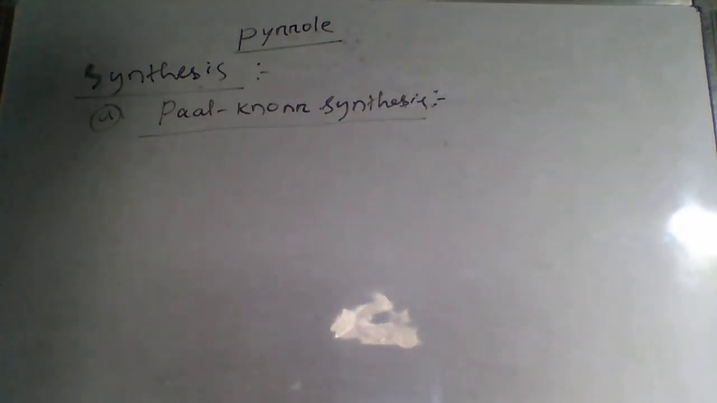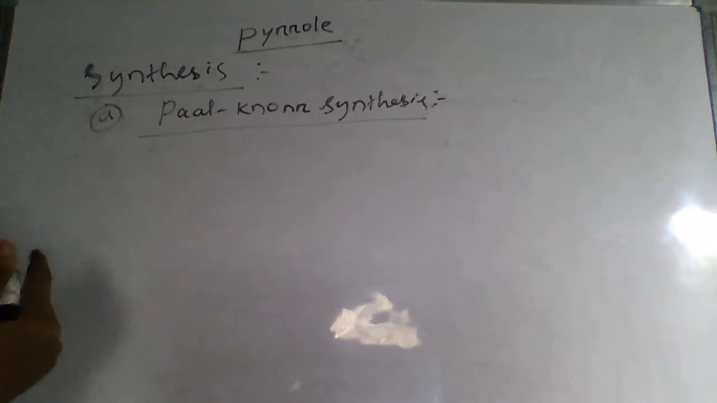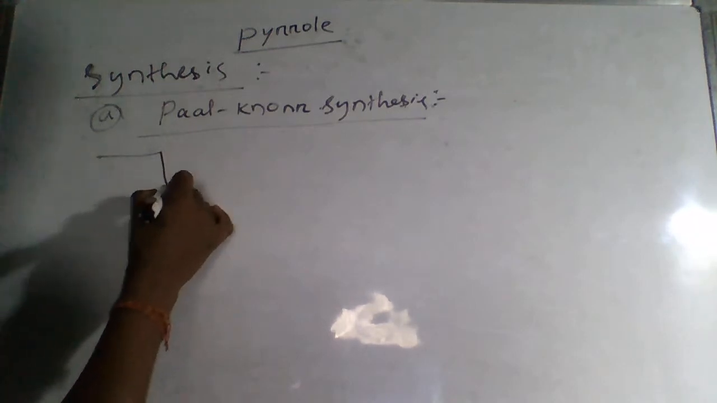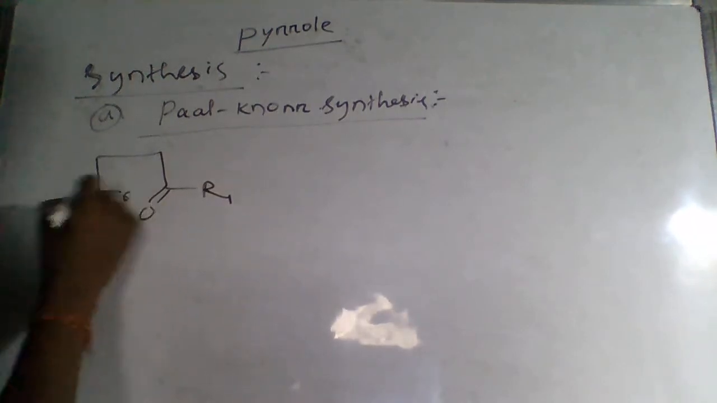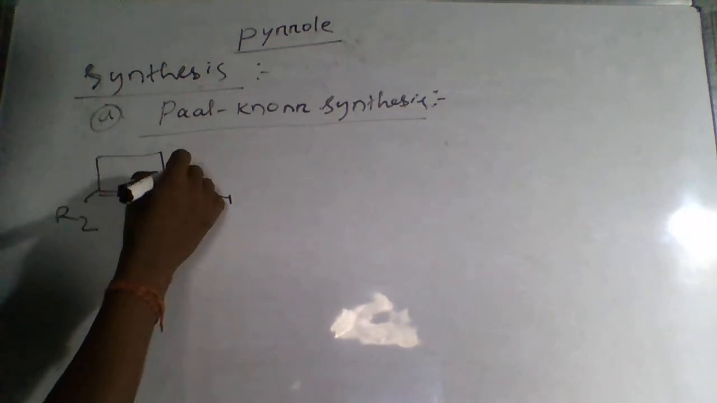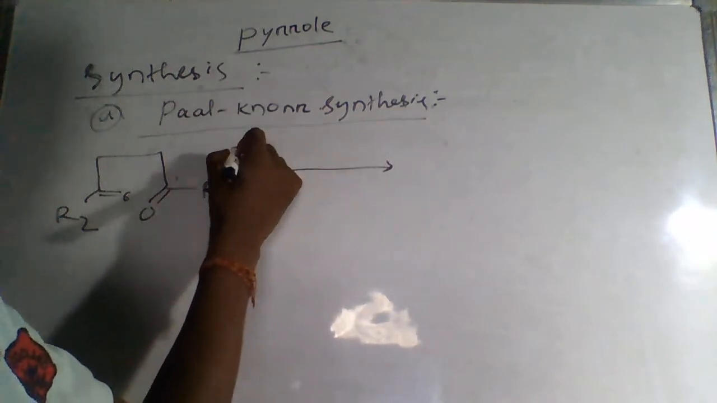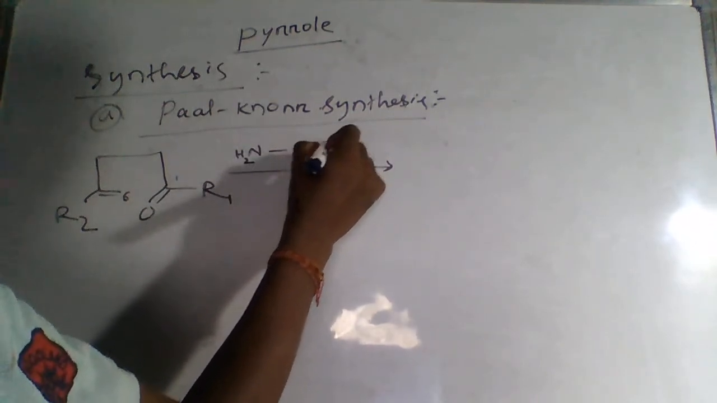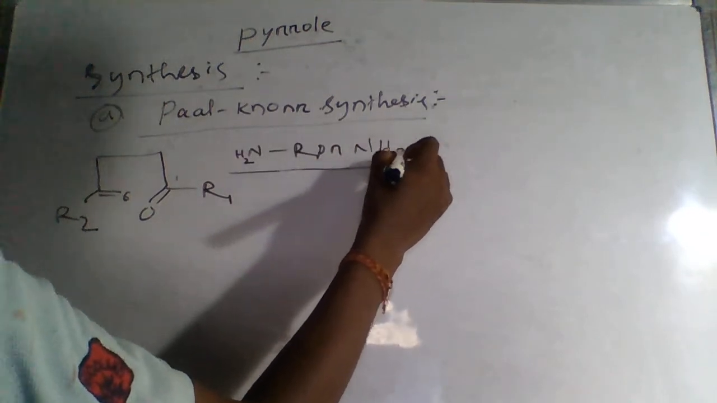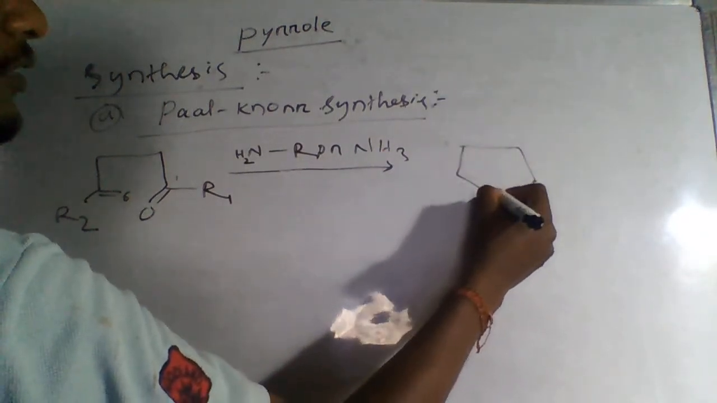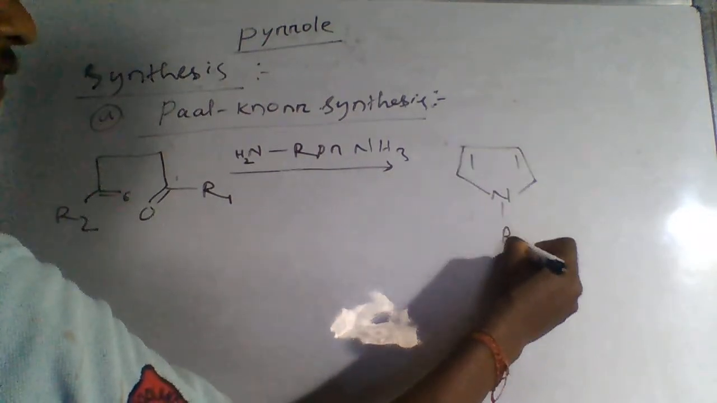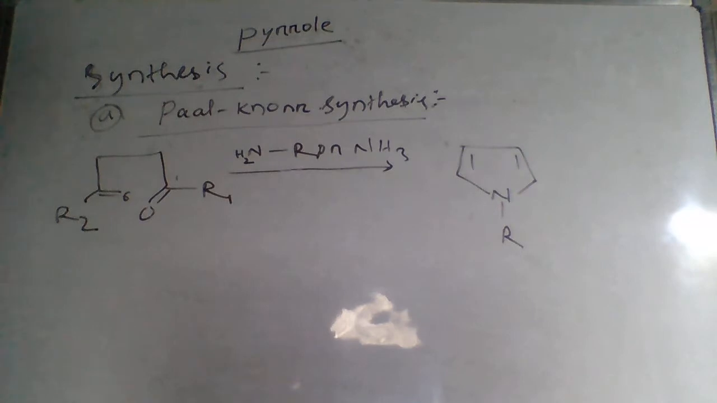Paal-Knorr synthesis is by treating 1,4-diketone with ammonia or a primary amine. We'll see the 1,4-diketone. This is R1. This is R2. This is a 1,4-diketone. Then we will treat it with a primary amine or ammonia. It will give the pyrrole.